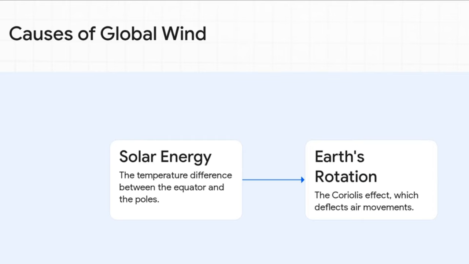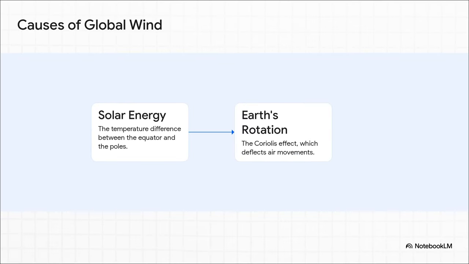The second cause is the Earth's rotation. That air moving from high pressure to low pressure doesn't travel in a perfectly straight line because our planet is spinning. This is called the Coriolis effect. Basically, it means the spinning Earth causes the moving air to curve. So you put those two factors together, and that's what creates the massive wind patterns that circle our entire planet.